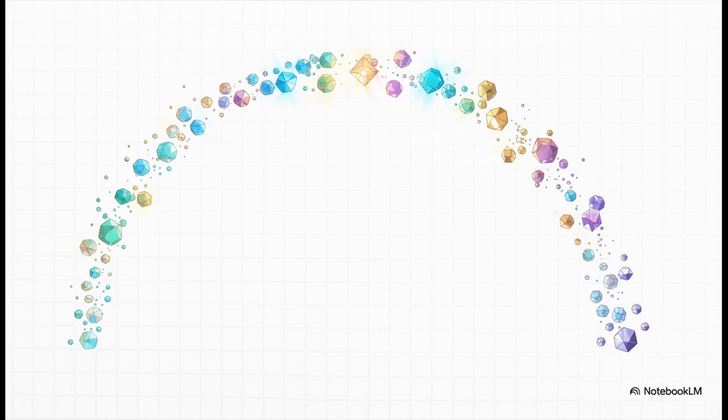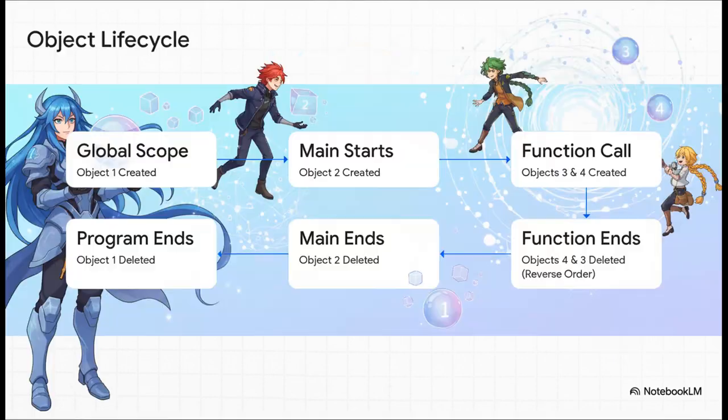They don't just pop into existence. They are constructed in a very specific order, and later on, they are destroyed in the exact reverse order. Just look at this flow. A global object gets created first, before anything else. Then main starts and object 2 is born. Then we call a function, and in that function, object 3 and then object 4 are created.